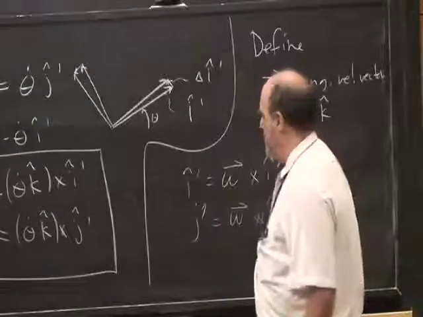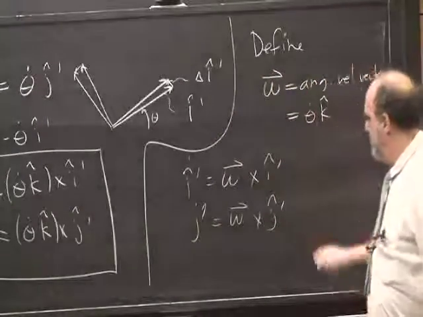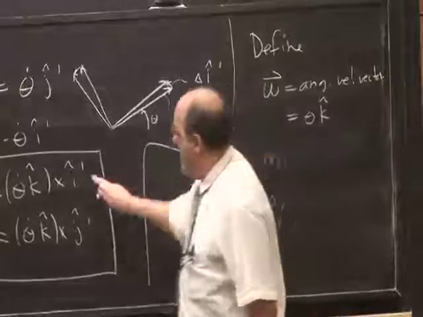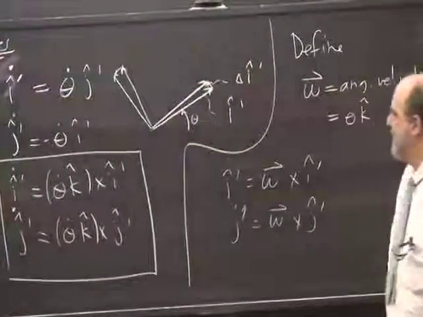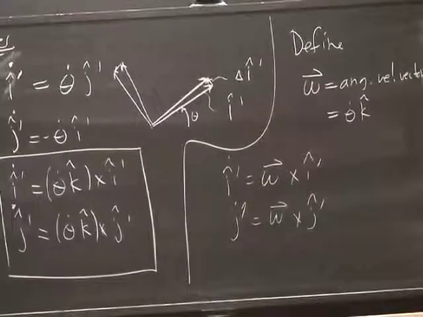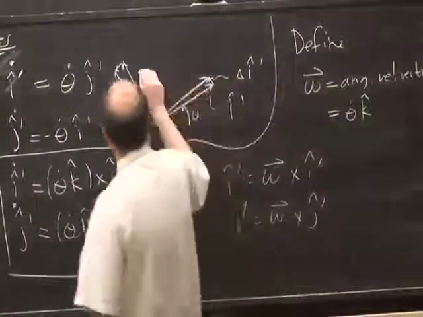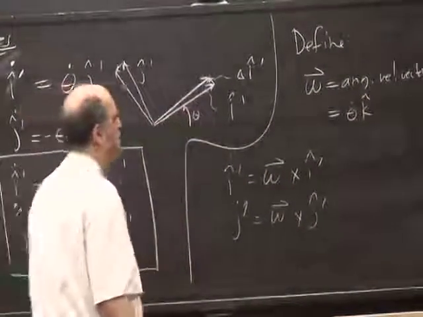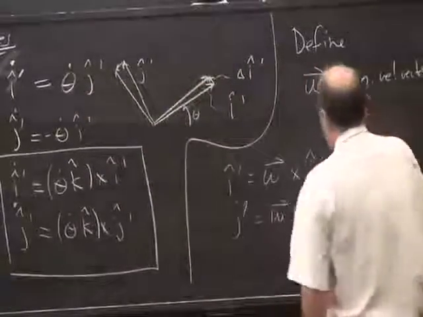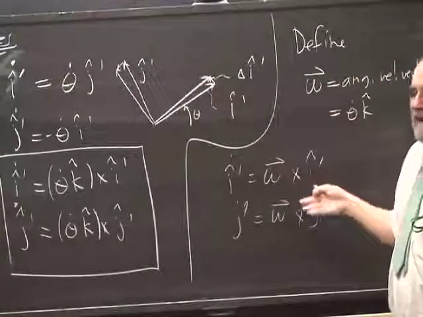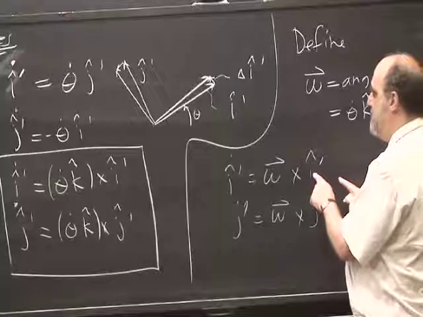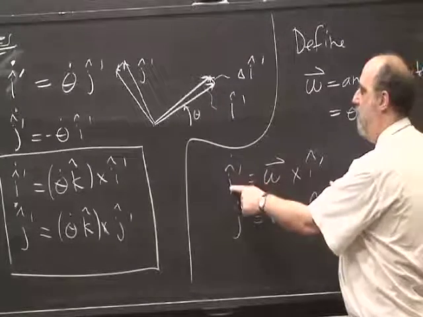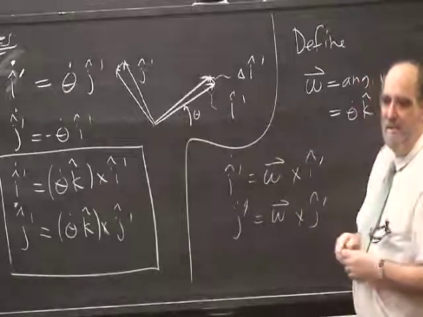I've drawn nothing but primes. We've lost track of our rotation matrix, and that is because we can figure out the rate of change of I prime only by looking at the present value of I prime.